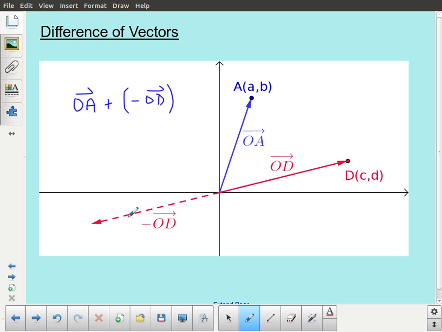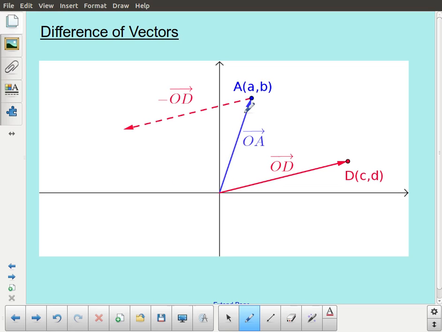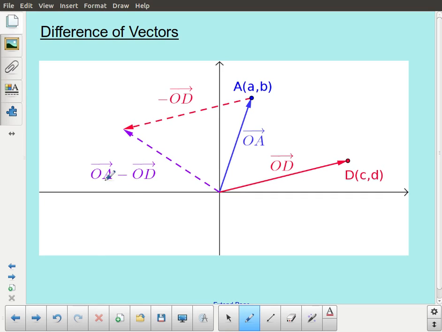So now what I need to do is take this vector and go tip to tail. So I'm going to join it to the tip of OA, and I end up with that. Now I have from the origin to A, and then from A along the negative vector of OD. So our resultant vector is going to be from our starting tail to the ending tip, and that ends up looking like this. So there is my vector OA minus OD.